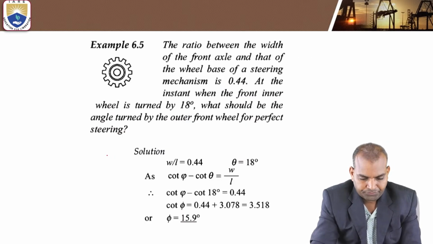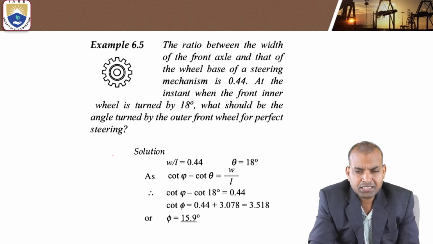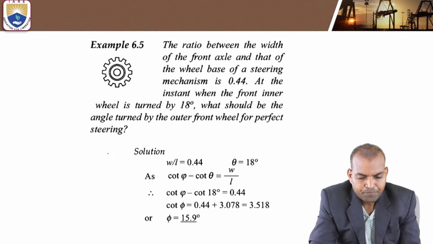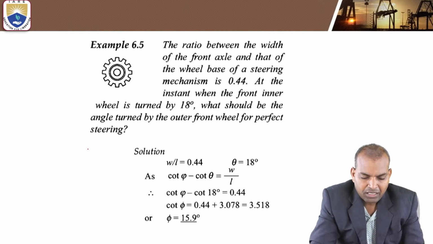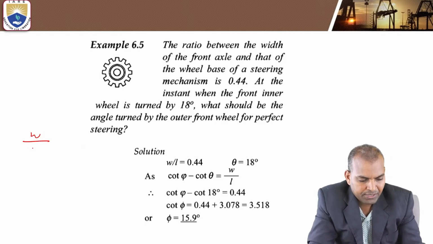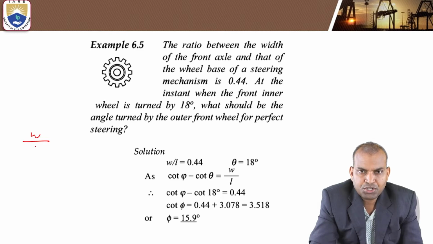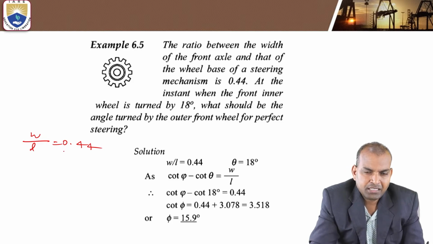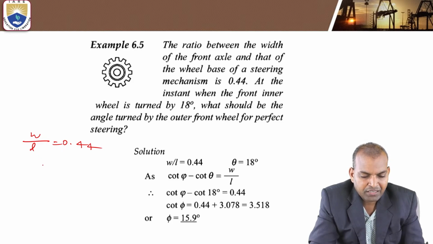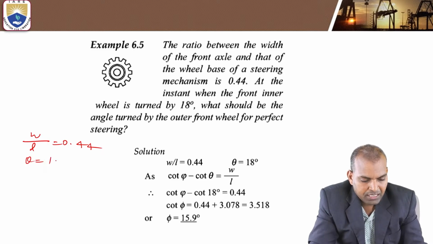Now, it has been given that theta is given, and also the ratio between the width of the front axle and that of the wheelbase, that is W by L equal to 0.44. And one more thing is that at the instant when the front inner wheel is turned by, that is theta is 18 degrees, then what about phi?